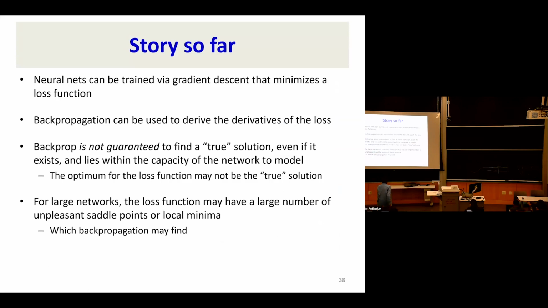So the story so far: neural networks can be trained via gradient descent that minimizes the loss function. Backprop can be used to compute the derivatives of the loss. It is not guaranteed to find a true solution, even if it exists and lies within the capacity of the network to model, because the optimum for the loss function may not be the true solution, right? And for large networks, the loss function may have large numbers of unpleasant saddle points or local minima, which gradient descent might just find. Okay.